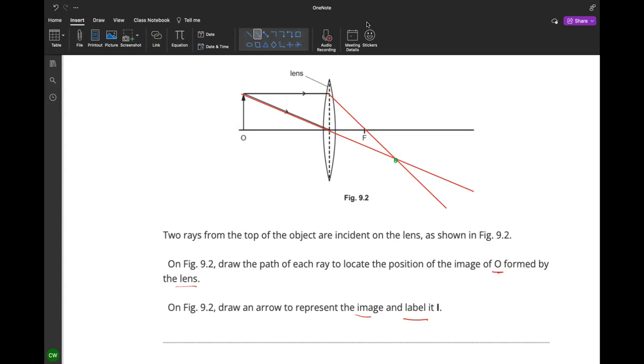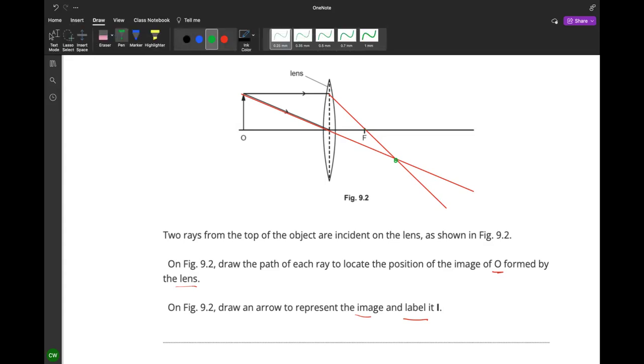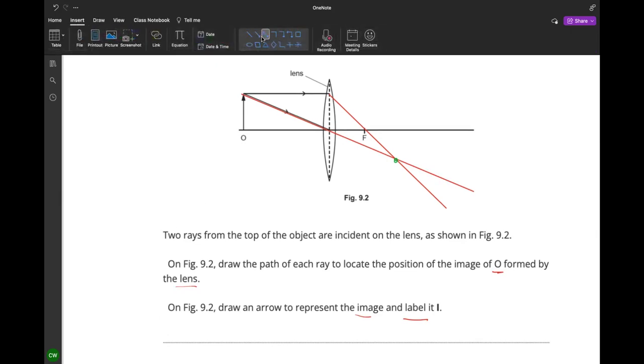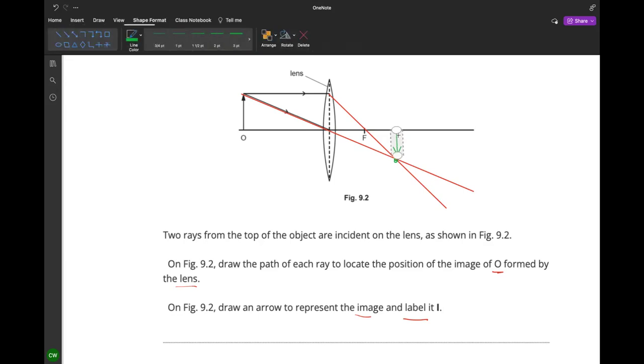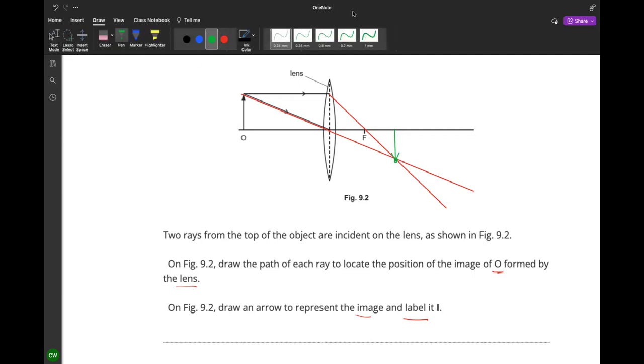Okay, it means draw a line. First line passes through the F, second line passes through the optical center, and then when they meet, you have to draw another line to this point like that, and then you have to call this point I. This is an arrow I. So this is the I.